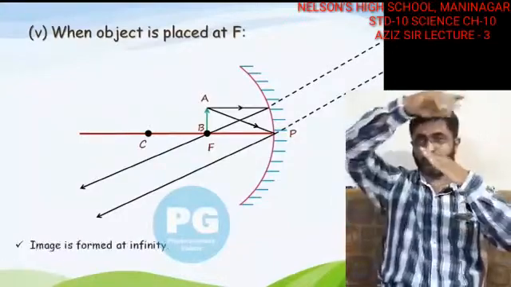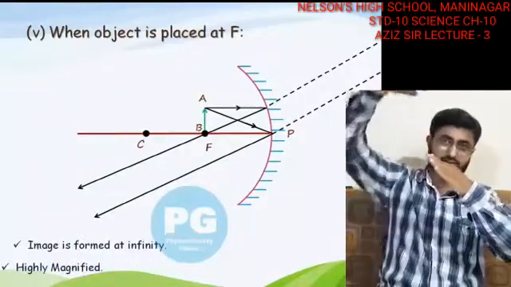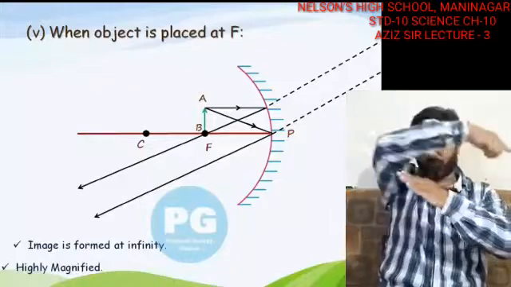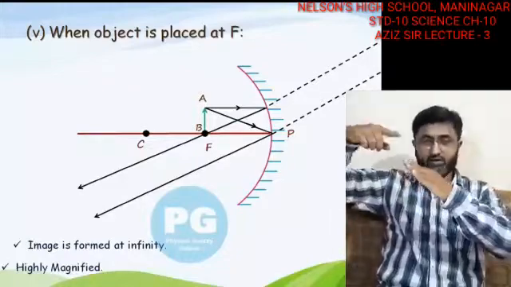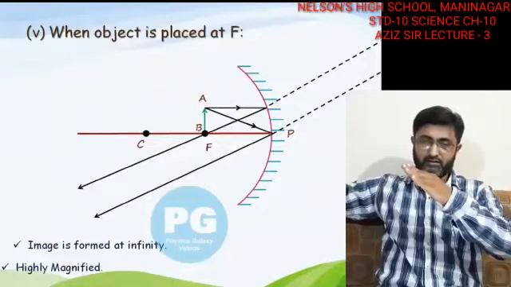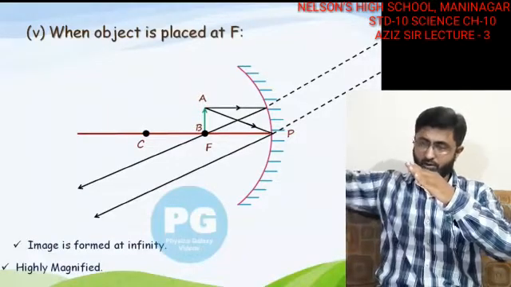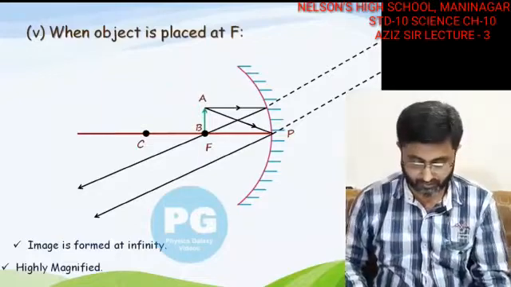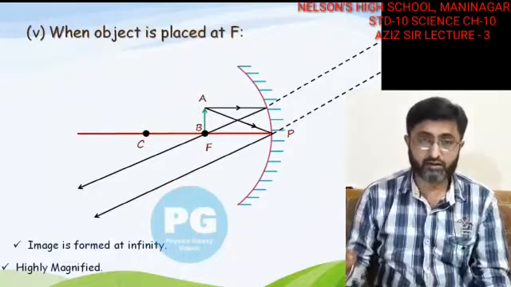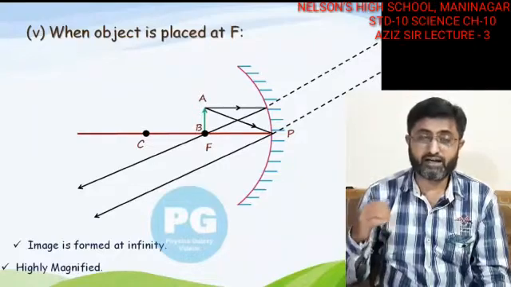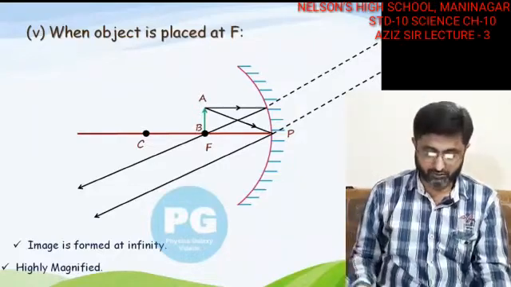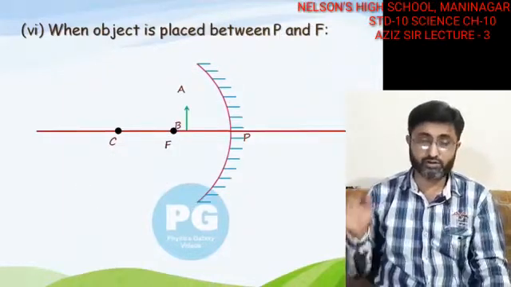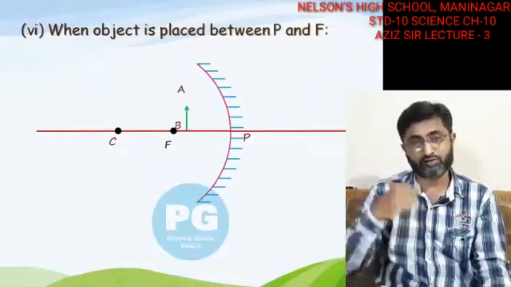Either you make one line straight passing from the focus, and the other, either you make it pass from the center of curvature on the back side of the object, or you make the angle of incidence at the pole and angle of reflection at the pole. In both cases, both the lines should get parallel. So, you are getting a real, inverted, but very highly enlarged image, right.